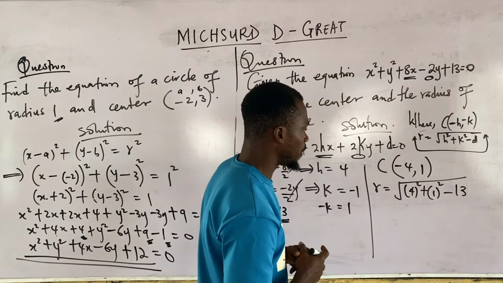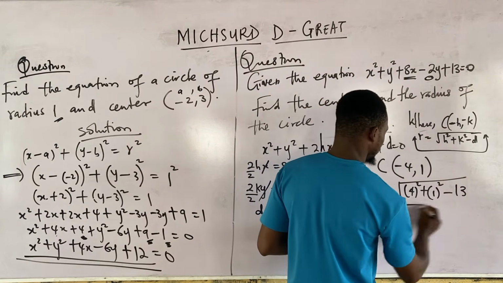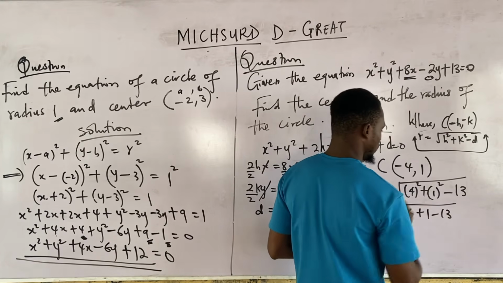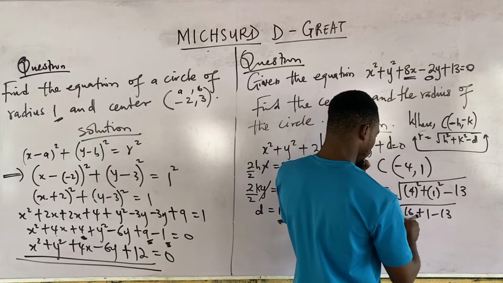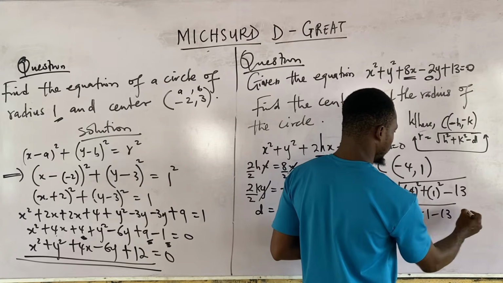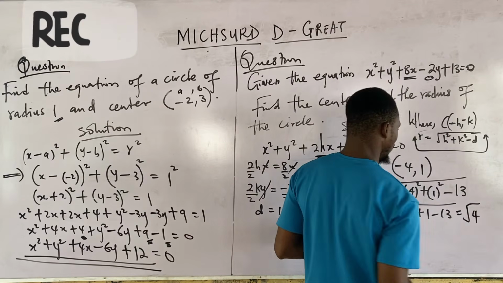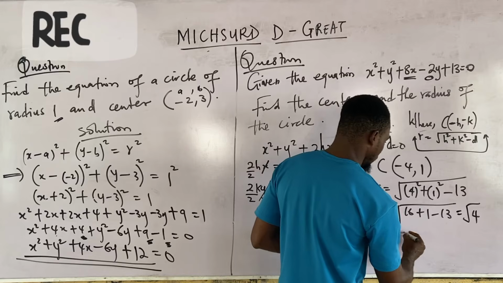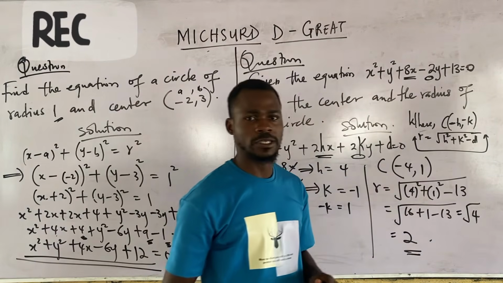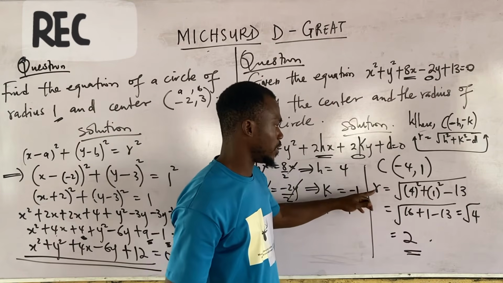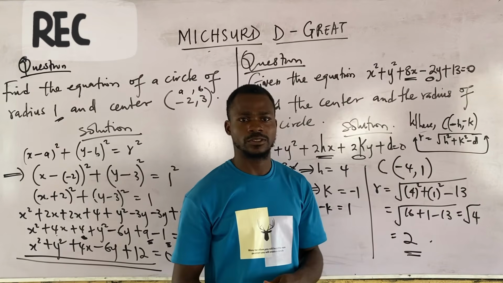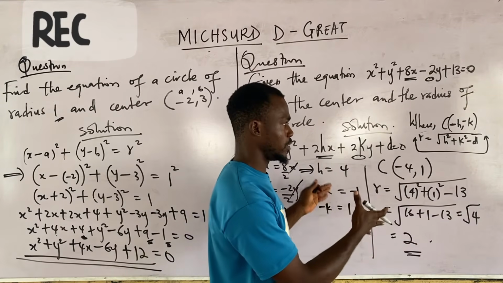Now, if we expand, we are going to have 16 plus 1 minus 13. So if you subtract this, 17 minus 13 is 4. So we have the square root of 4, and the square root of 4 is equal to 2. So the radius is 2. So in this case, you can see that the center is (-4, 1) and the radius is 2. So we'll take more questions in circle geometry.